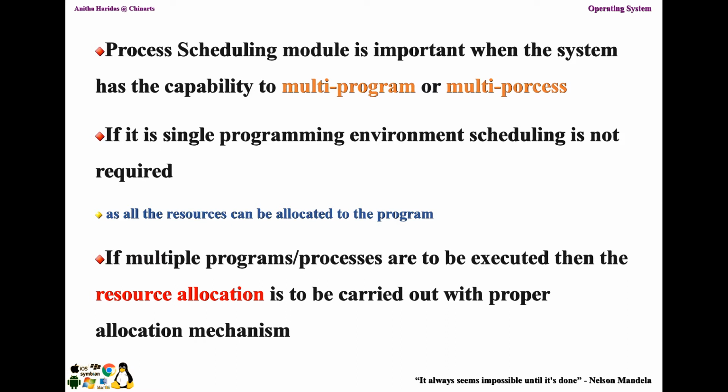So the memory is to be partitioned in such a way that process 1 as well as process 2 are loaded into the primary memory at the same time. If this is the case, you need a proper allocation mechanism.